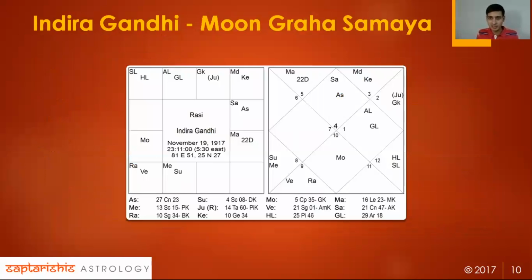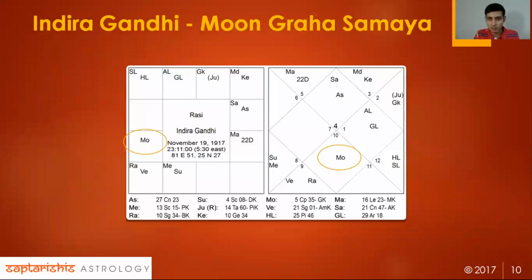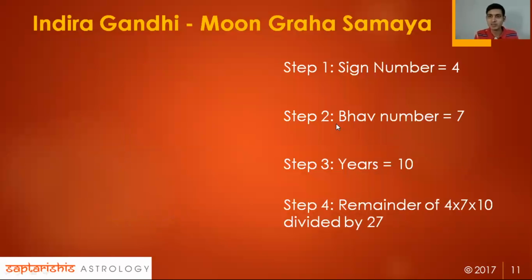So let's use this method on the same example of Indira Gandhi, and calculate the moon Grah Samaya. Moon is in the 7th house. So for step number 1, the sign number of the ascendant is 4. We know that this is a Cancer ascendant chart, and the sign number for the ascendant is 4. The bhava number is 7, since the moon is in the 7th house. The moon dasha period is 10. So we have to identify the remainder of 4 times 7 times 10 divided by 27.